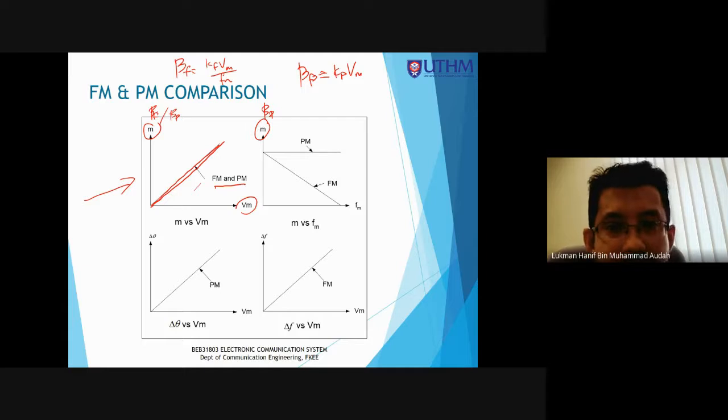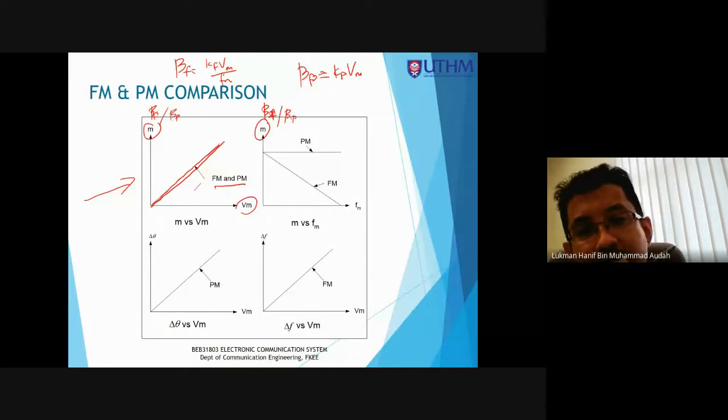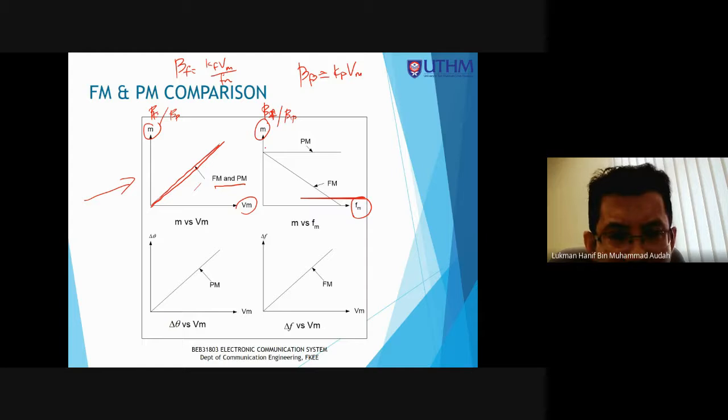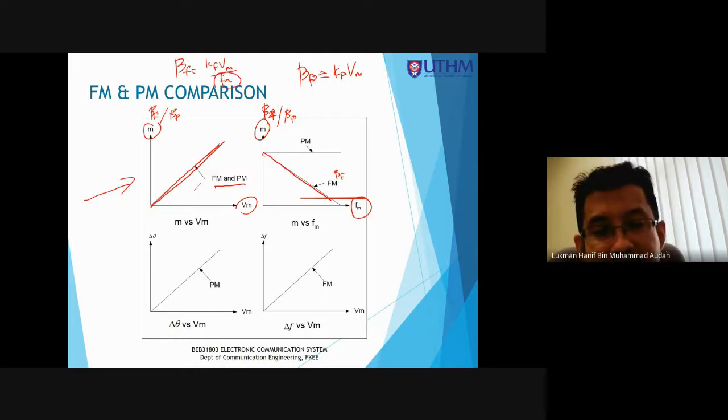So this is also KF and beta P. So dalam sini kalau dilihat terhadap perubahan FM modulating signal, lagi tinggi nilai modulating signal frekuensi, lagi rendah nilai beta F. Beta F akan menjadi semakin kurang kerana dia berkadar songsang dengan input modulating frekuensi. Manakala untuk PM tidak berubah kerana nilai beta P tidak bergantung kepada modulating signal frequency.